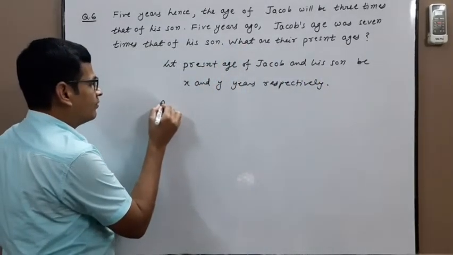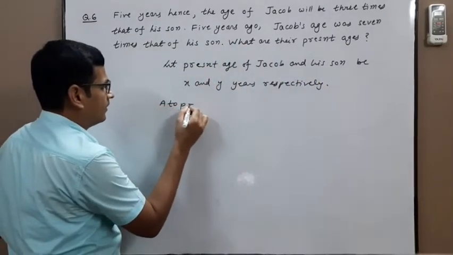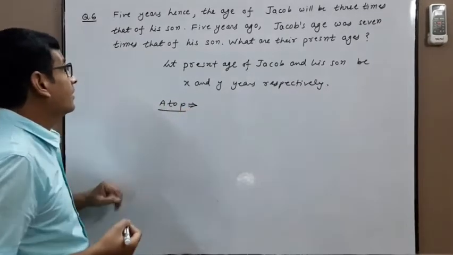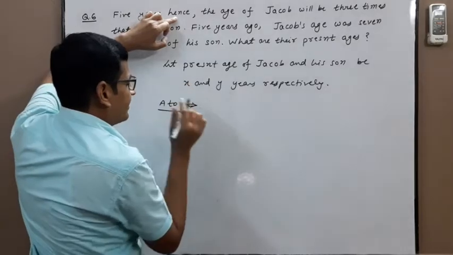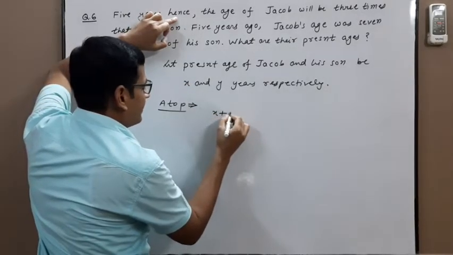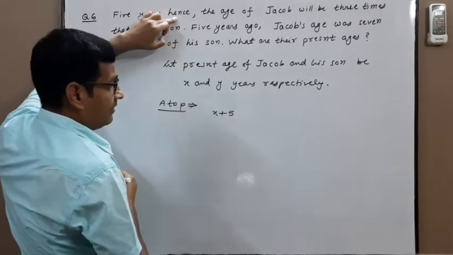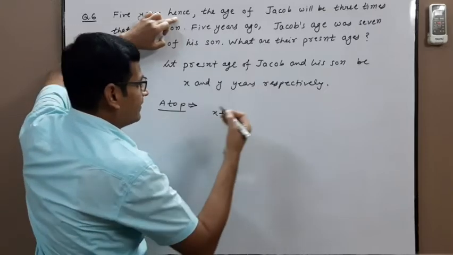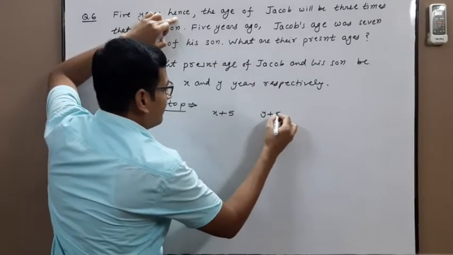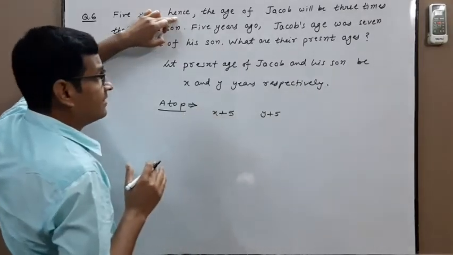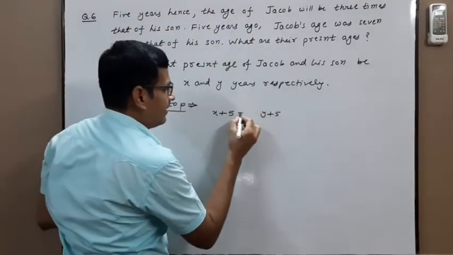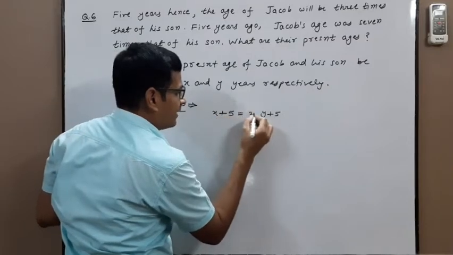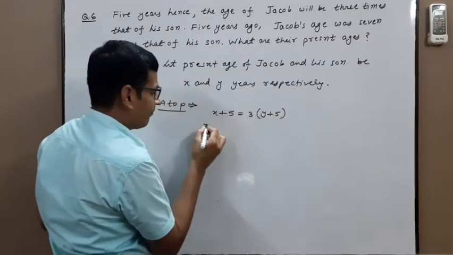Now write according to the problem. 5 years hence, present age of Jacob is x. Then after 5 years, age of Jacob is x plus 5. And after 5 years, age of his son is y plus 5. And what is the relation between their ages? Jacob will be 3 times that of his son. Means age of Jacob is equal to 3 times age of his son.